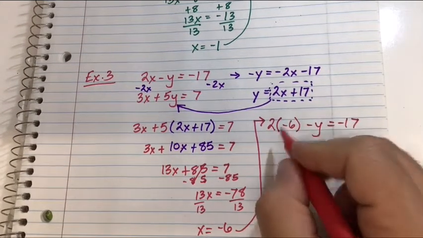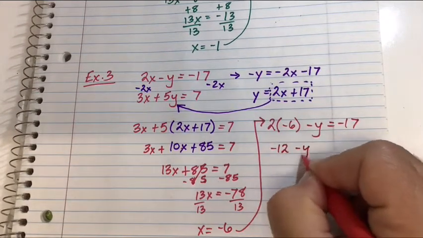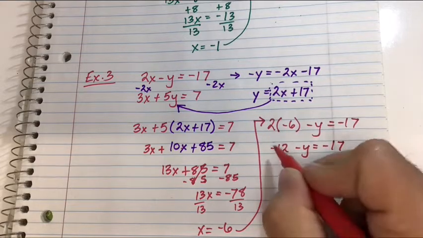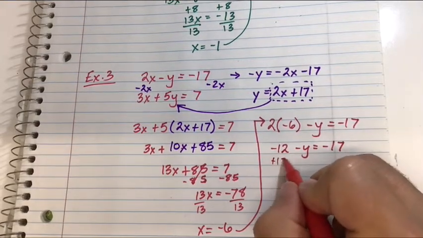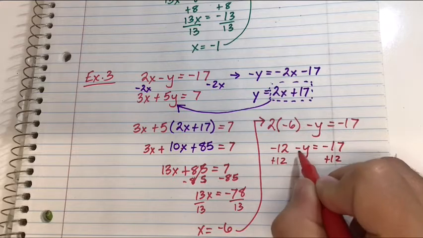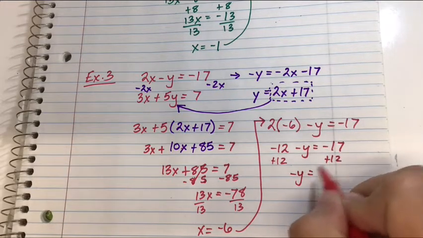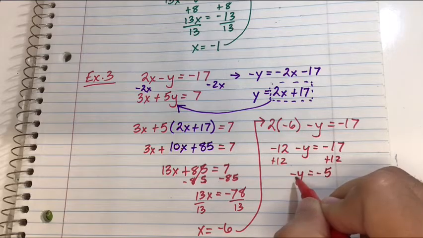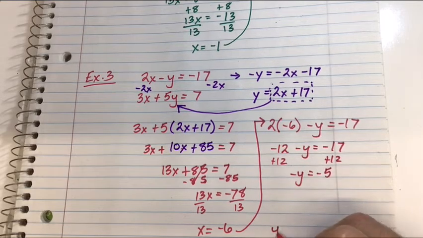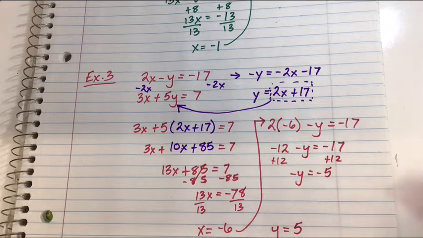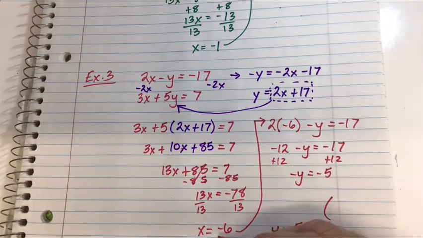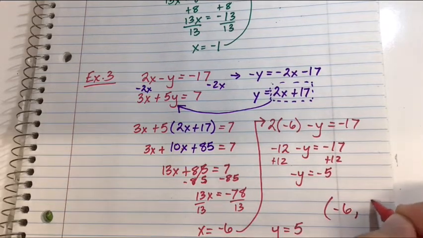2 times negative 6 is negative 12. We're going to add 12 to both sides. So negative y equals negative 17 plus 12, which is negative 5. So if negative y equals negative 5, positive y equals positive 5. So our final answer as an ordered pair is negative 6, comma, positive 5.